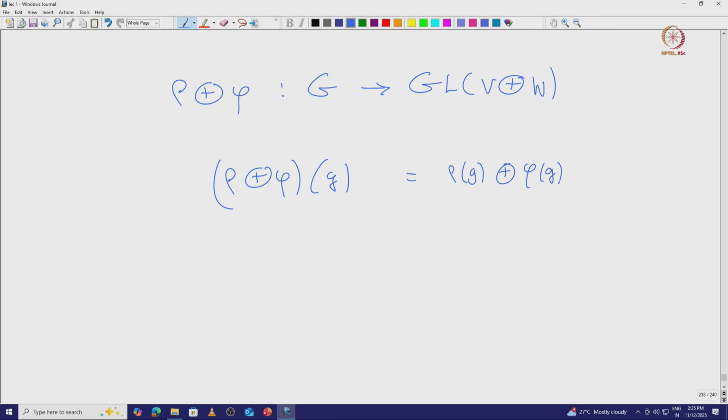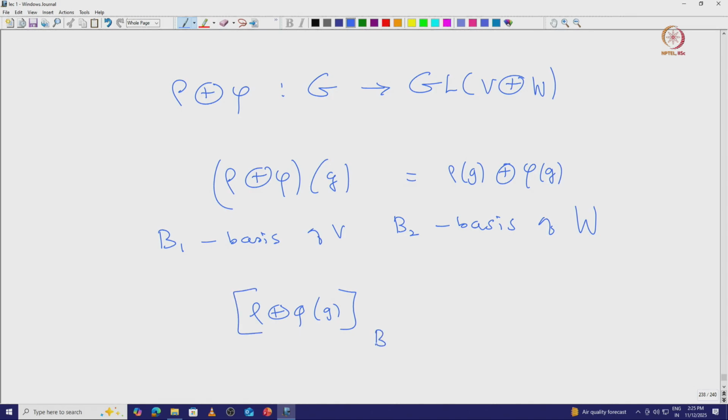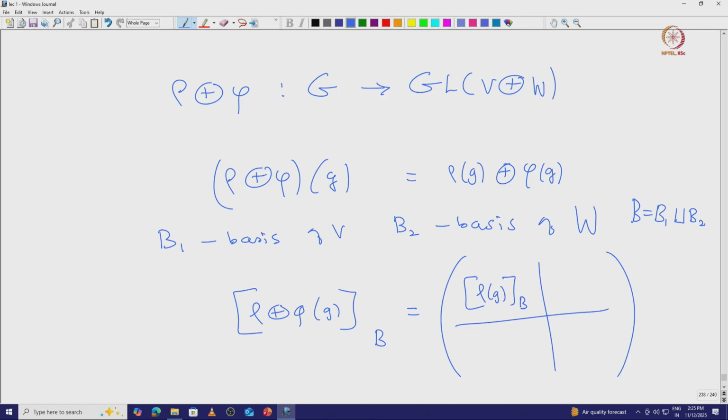But in terms of the basis, if I take B1 to be a basis of V and B2 to be a basis of W, then the matrix of rho direct sum phi of g with respect to B, where B is again the basis of V direct sum W obtained by putting together B1 and B2, is going to be the block diagonal matrix, where the first block is rho g with respect to B1, then 0, 0, and then phi g with respect to B2.